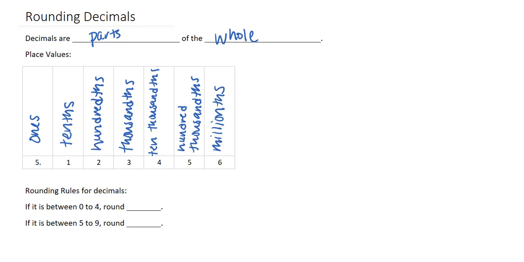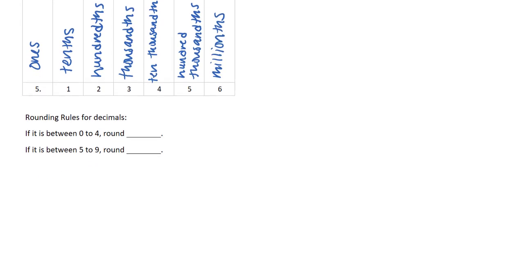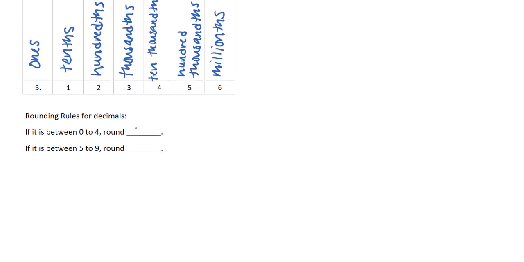Now let's go over rounding rules for decimals. If it's between 0 to 4, we round down. If it's between 5 to 9, we round up. This applies when we look at the digit to the right of the place we're rounding to. So if we're rounding to the nearest hundredth, we look at the thousandths place value to determine if we round up or down. Let's go over some examples.